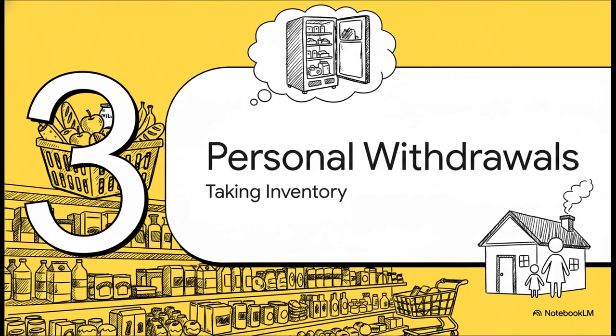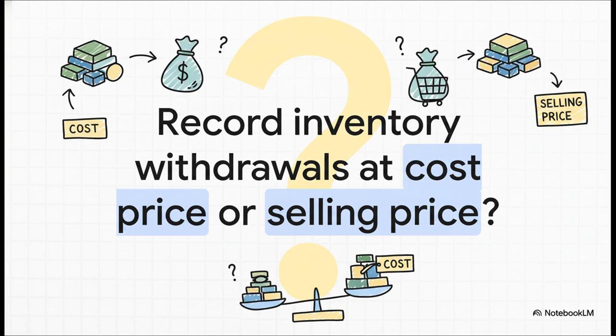Okay, taking cash is one thing. But what if you're not taking cash? What if you're taking inventory? You own a hardware store and you grab a drill for a project at home. How do you account for that? And this is where things get interesting, because it raises a super important question.